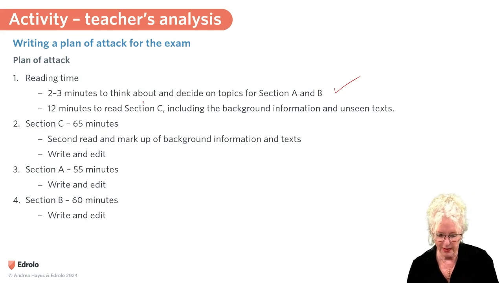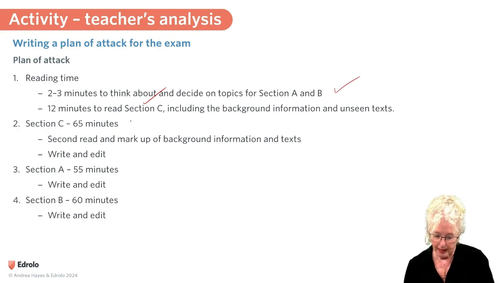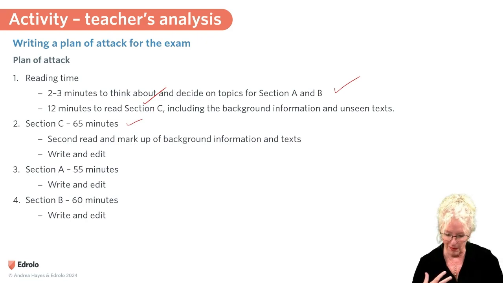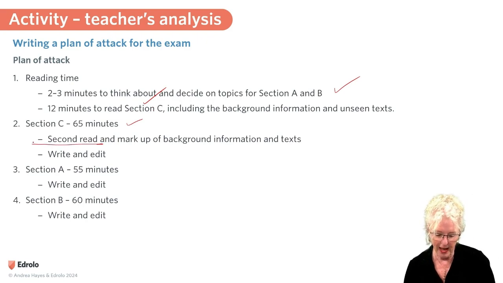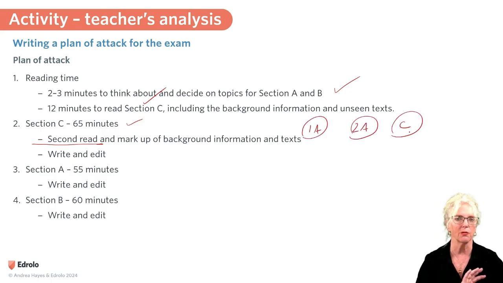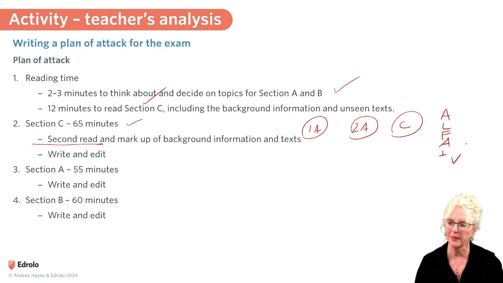12 minutes to read section C, including background information and unseen text. Now remember, you cannot pick up a pen during that time. Here, this sample, 65 minutes for section C. Now that would be for me a second read and quick markup of background information and text, just using our 1A argument, 2A another argument point, C for contention, whatever your code is, just really, really quickly. Might have your paragraph acronym on the side, something like that.